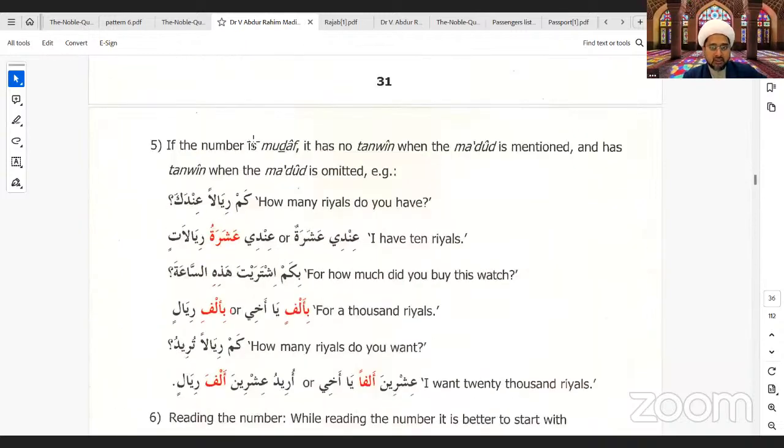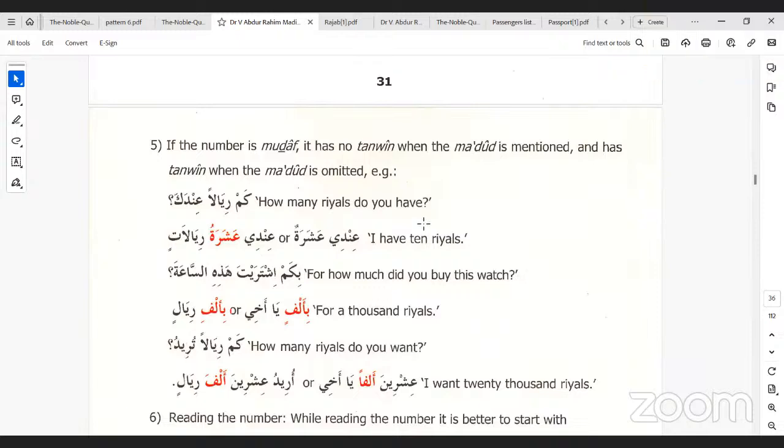Let's bring Sister Kulthum, and then I'll bring Sister Mukarrama. Salam Sheikh. Alaikum salam. Bismillah.